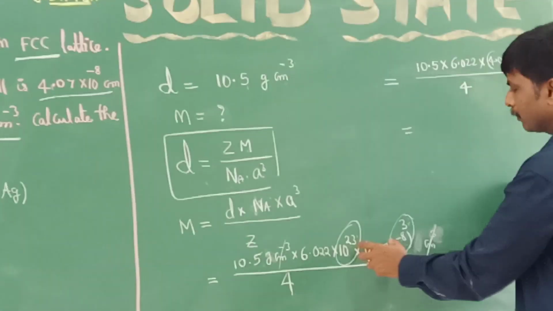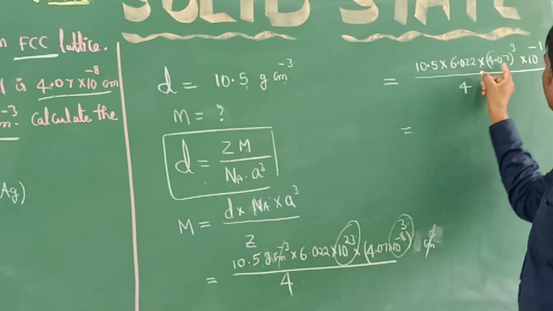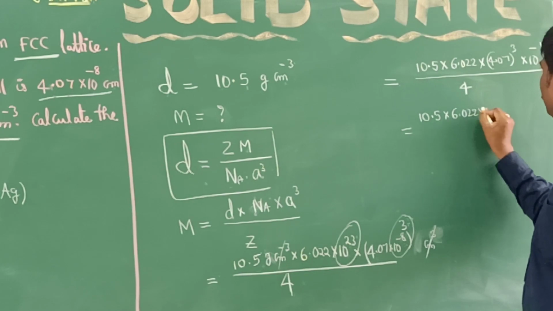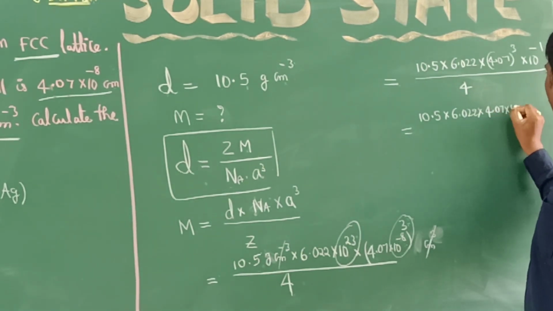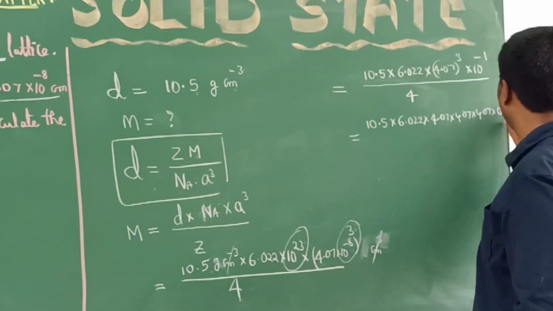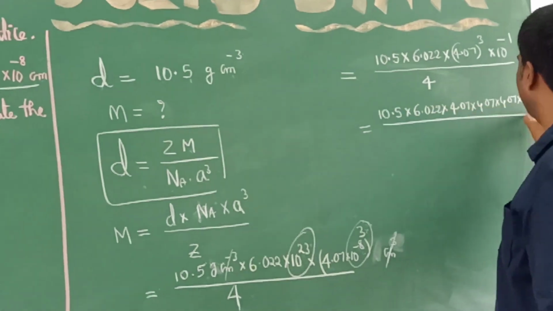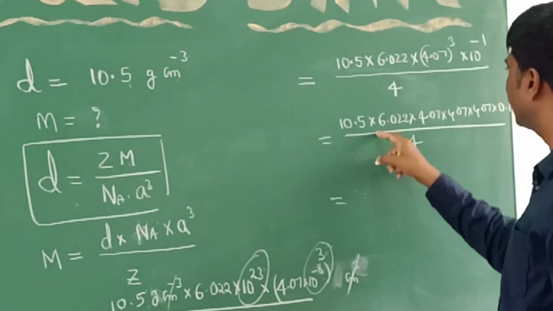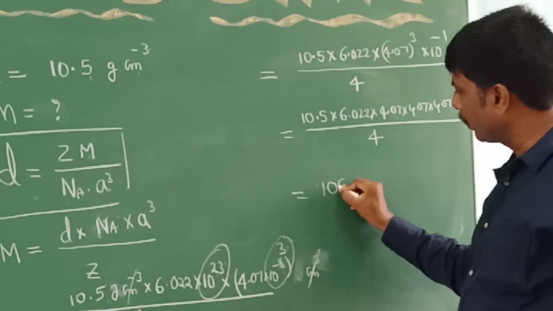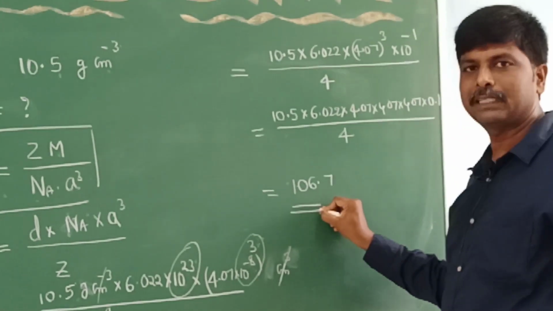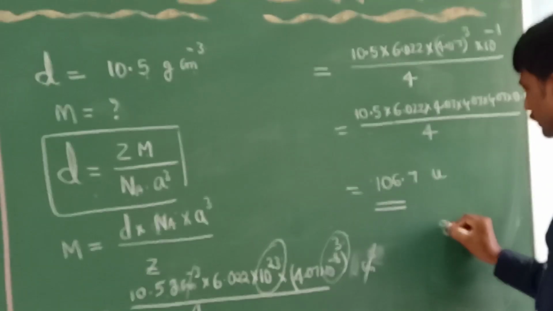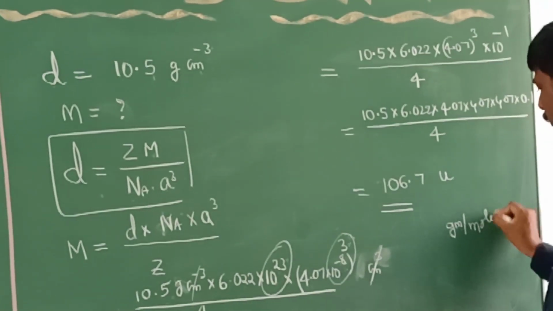So in d Na a cube by Z, you cancel the powers of 10 first. Now you will see the remaining: 10.5 into 6.022 into 4.07 into 4.07 into 4.07, and 10 power minus 1 means 0.1, divided by 4. You calculate this using logarithms or a calculator, and you will get nearly 106.7. You can write the units as u, or molar mass in gram per mole also. So that is one numerical.